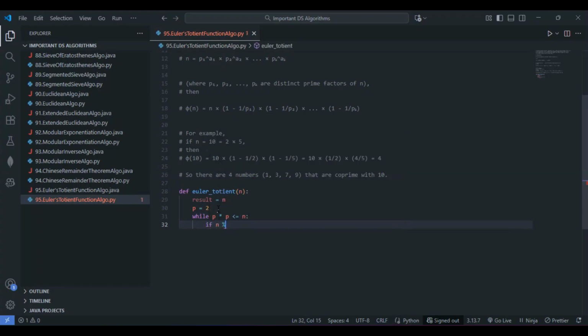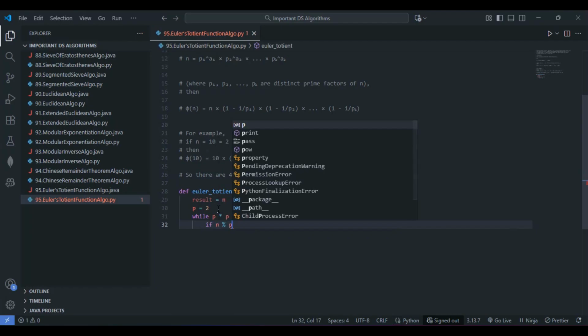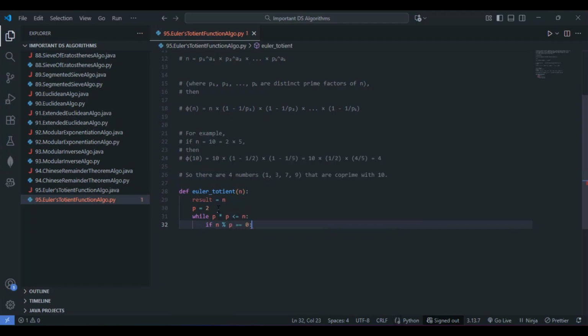So for this I'll go with: if n modulo p is equal to 0, meaning we have to remove all the occurrences of this particular prime, right? So n equals n divided by p is what we have to write. So I'll go with n equals n by p. So this is fine.